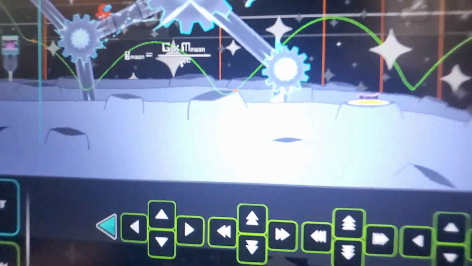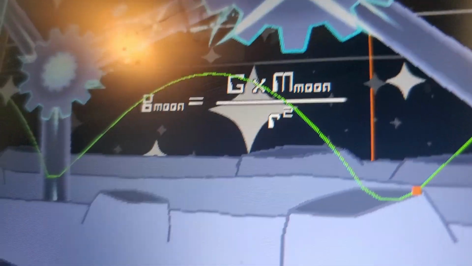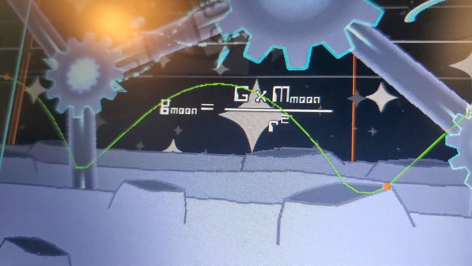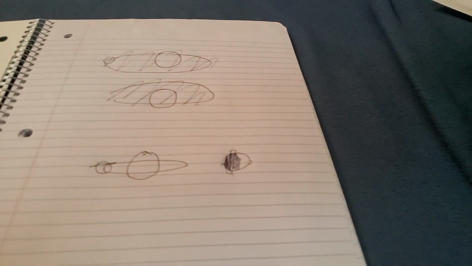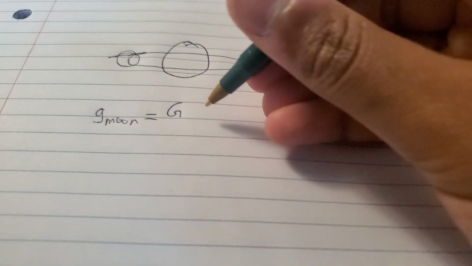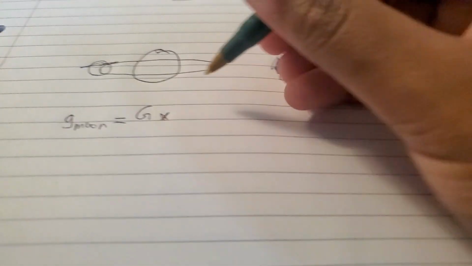Anyway, so a few of you might have noticed this thing here. This is the gravitational field equation, or gravitational field intensity equation for the moon. So what we did for this is, I'll write it out. Okay, so it's gonna be really weird. The gravity of the moon is equal to the gravitational field constant times the mass of the moon.